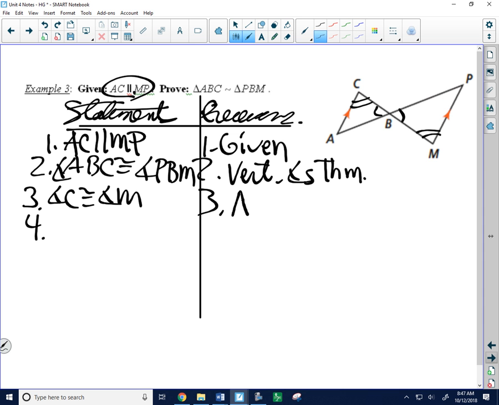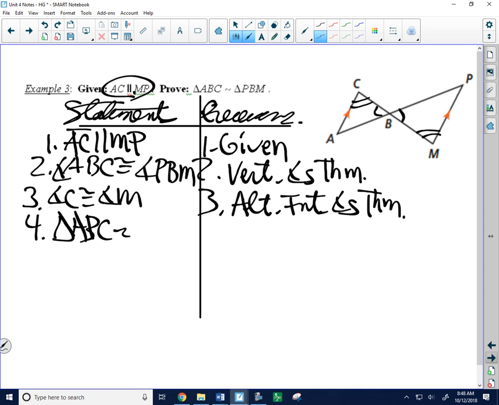Alternate interior angles theorem. And that's it. We got 2 angles congruent, so the triangles are similar. Triangle ABC similar to triangle PBM.